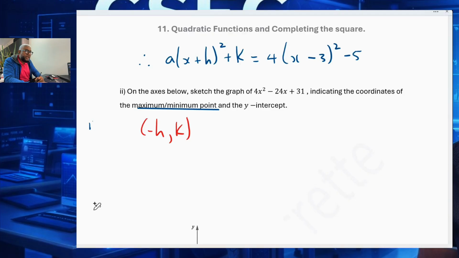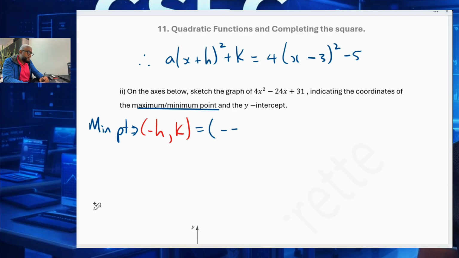It is a min. Why is it a min? a is equal to 4, which is greater than 0, right? So negative h, comma k would be what? Negative 3.